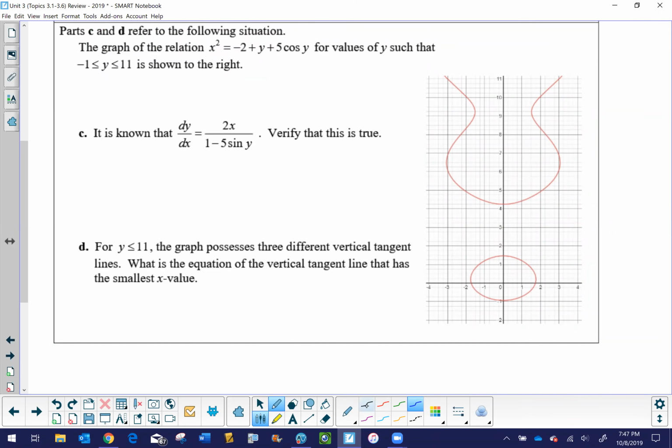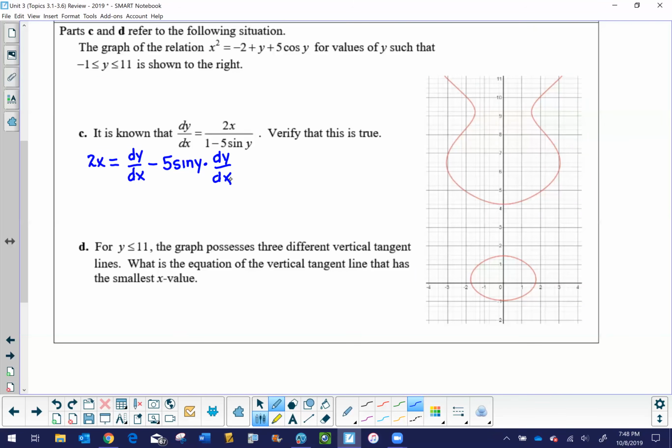So for part C, all that we need to do is take this derivative implicitly and prove that it's equivalent to this. Very similar to what you did on one of the earlier quizzes we had. If we take the derivative of x squared, we get 2x, equal, and if we take the derivative of -2, we get 0. If we take the derivative of y, we get dy dx. And if we take the derivative of 5 cosine y, we get negative 5 sine y, and again, we multiply by dy dx. All right.